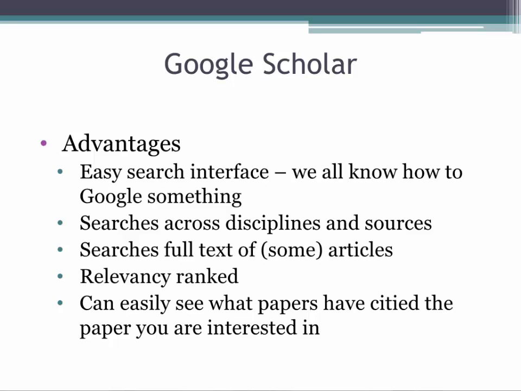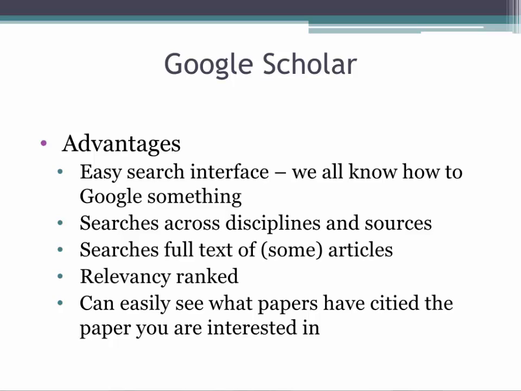Google Scholar generally does have better relevancy ranking, so Google is really good at relevancy ranking, and that kind of shows in Google Scholar as well. So a lot of times you will find those useful things kind of early on in your search results. You might not have to go through quite so many pages of results. And you can easily see what papers have cited the paper you're interested in, and I'll kind of point that out. So that can be a nice way to track things down too.